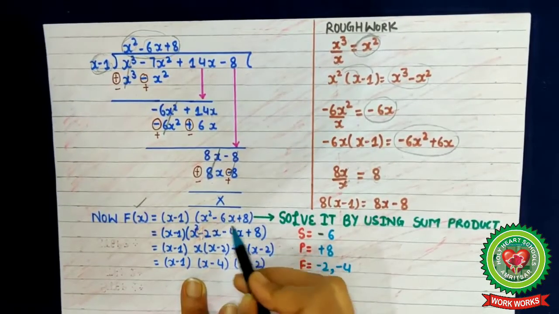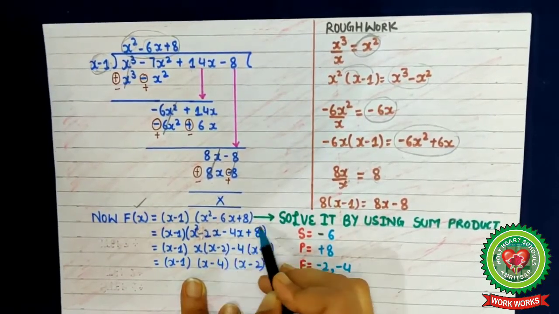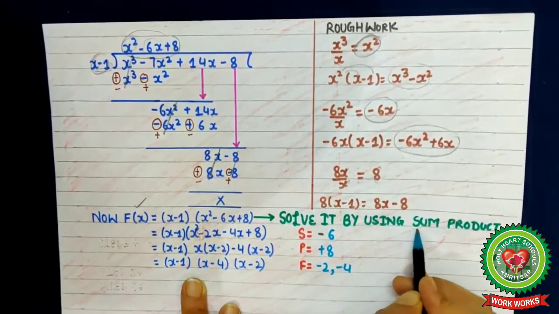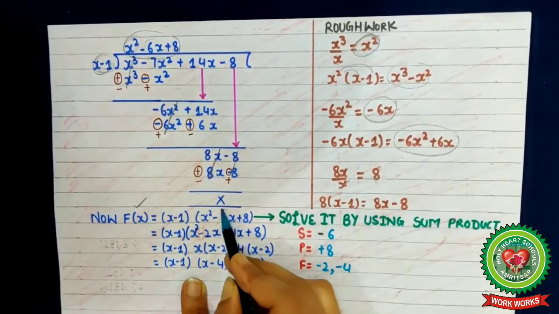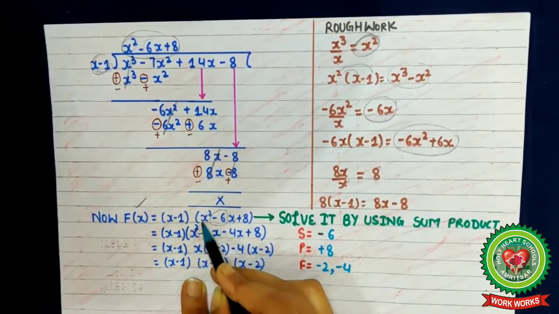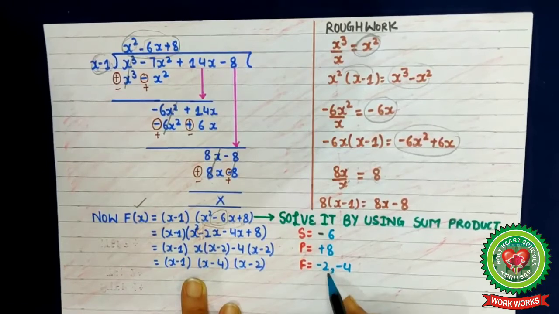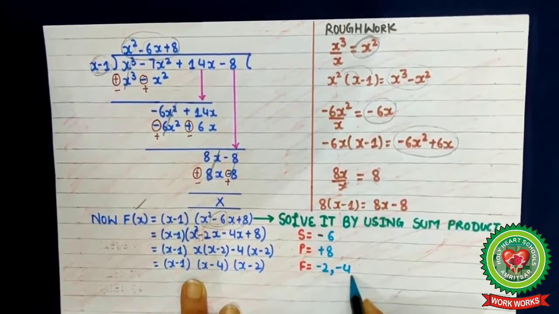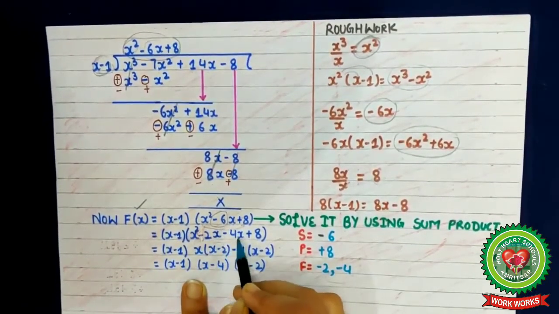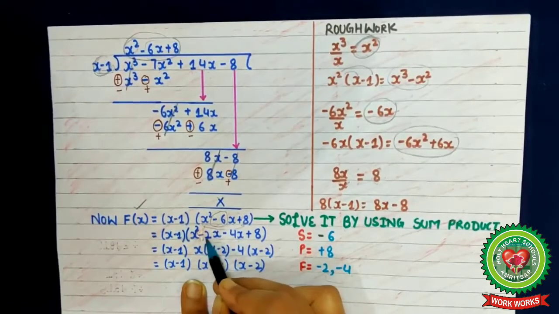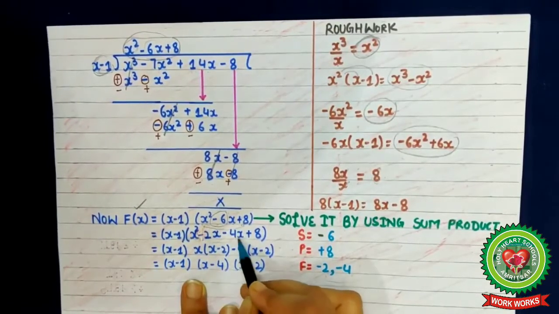Now students, you all know this is a quadratic expression, so we will solve it by using the sum product method. So what is the sum here? Minus 6. What is the product here? Product is 1 into 8, that is 8. So what will be the factors? That will be minus 2 and minus 4. Now we will write it here by using this sum product method or by the splitting the middle term method.